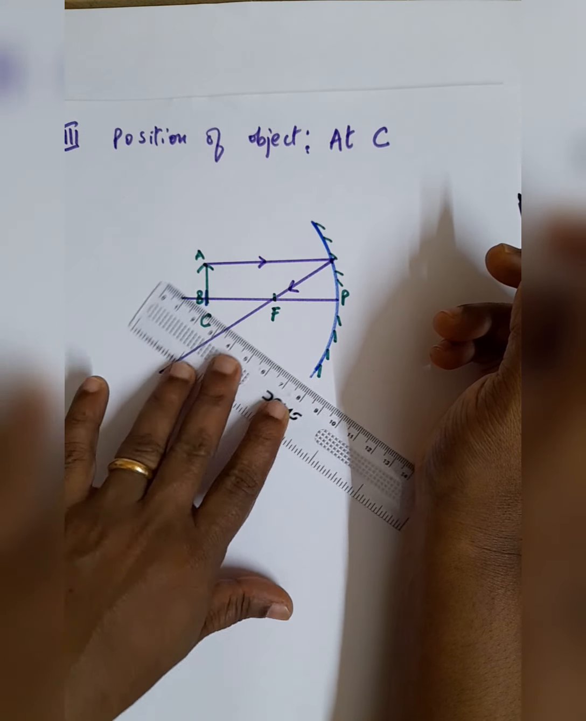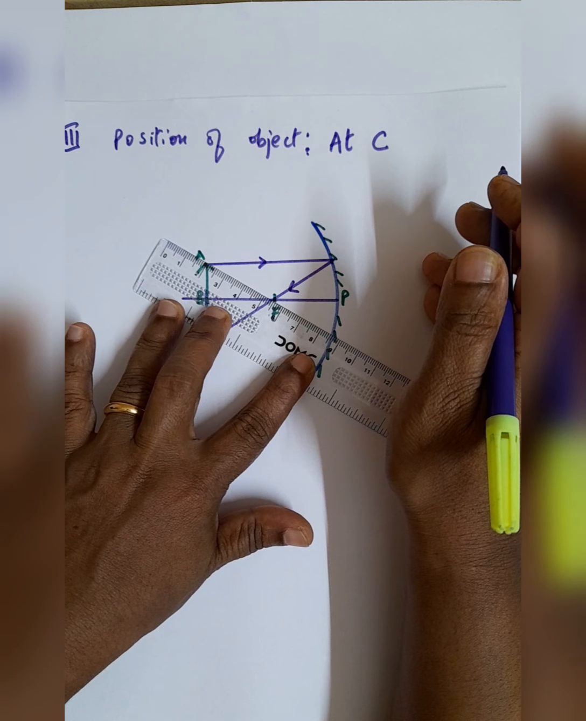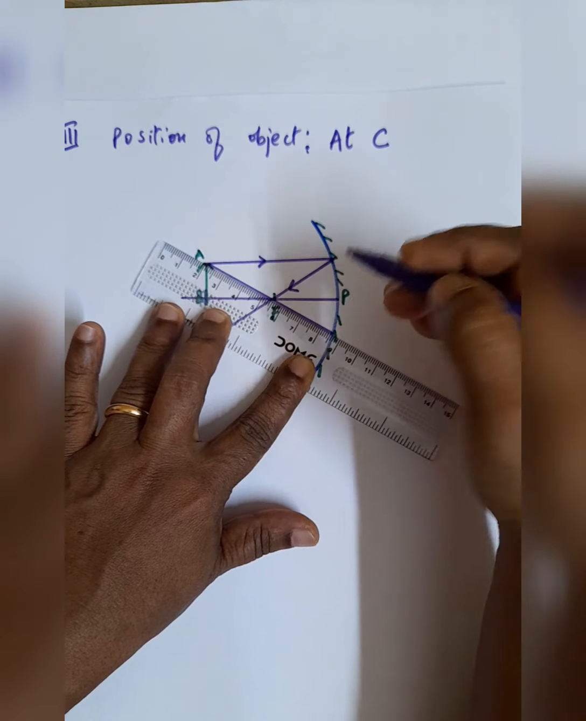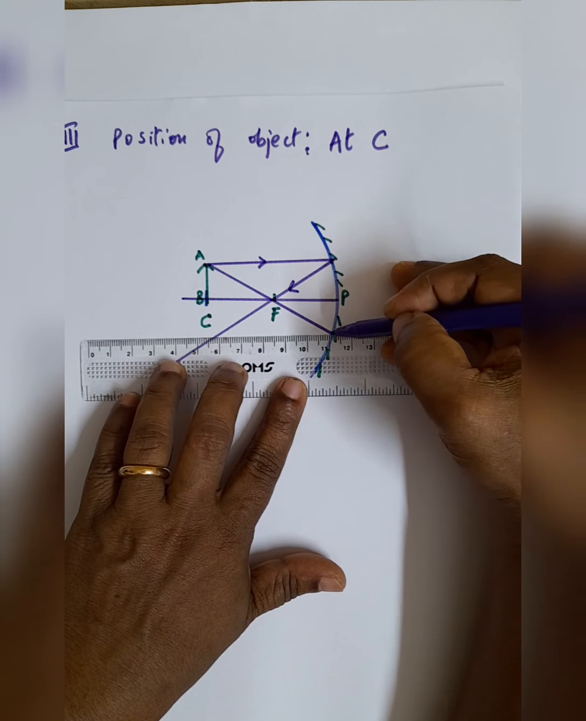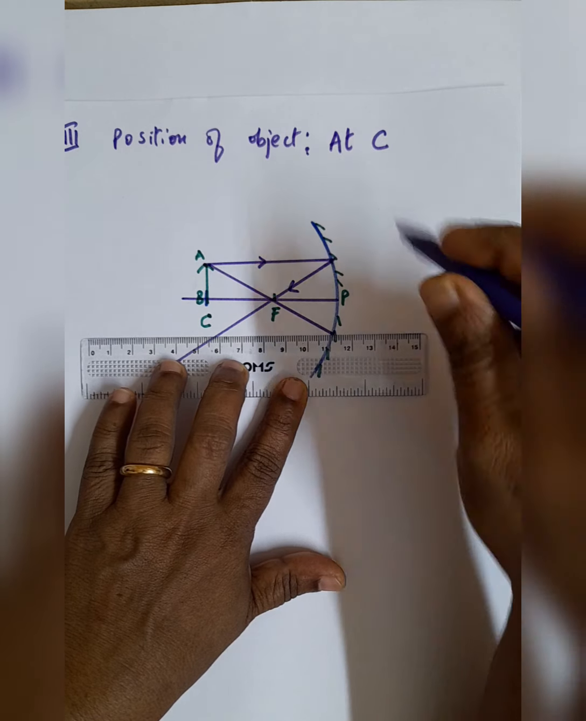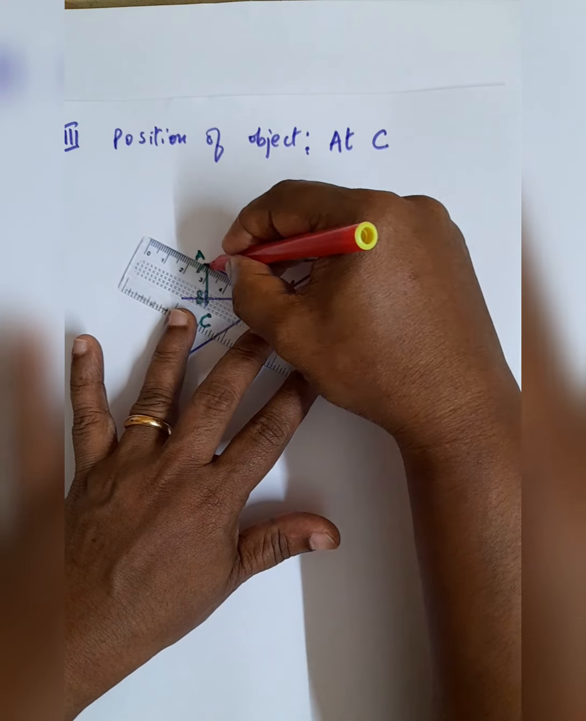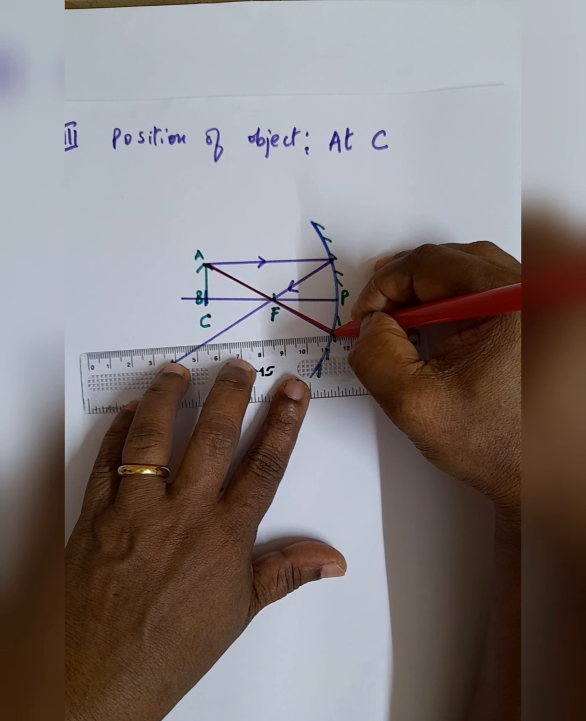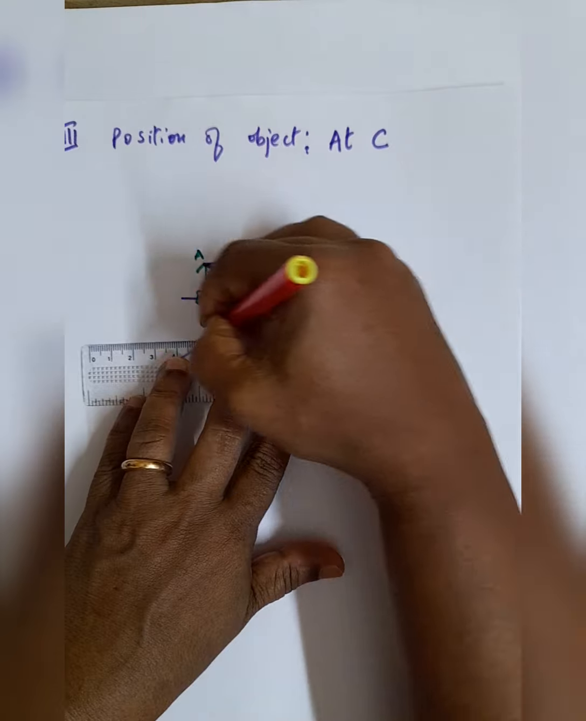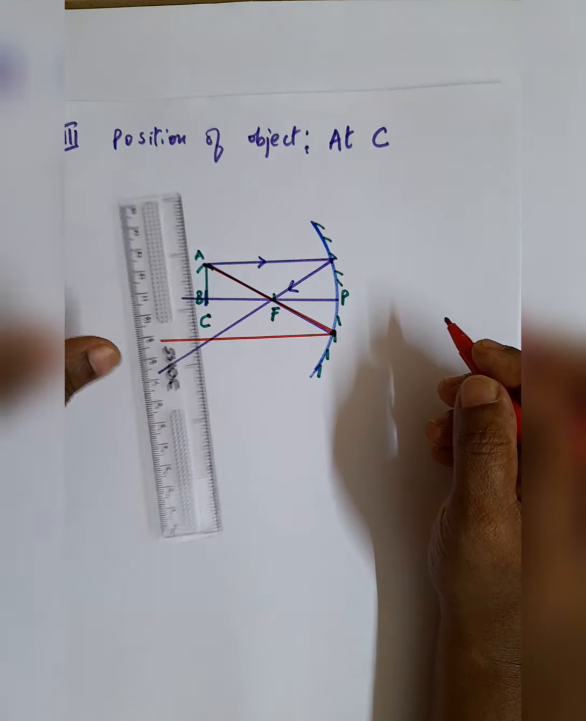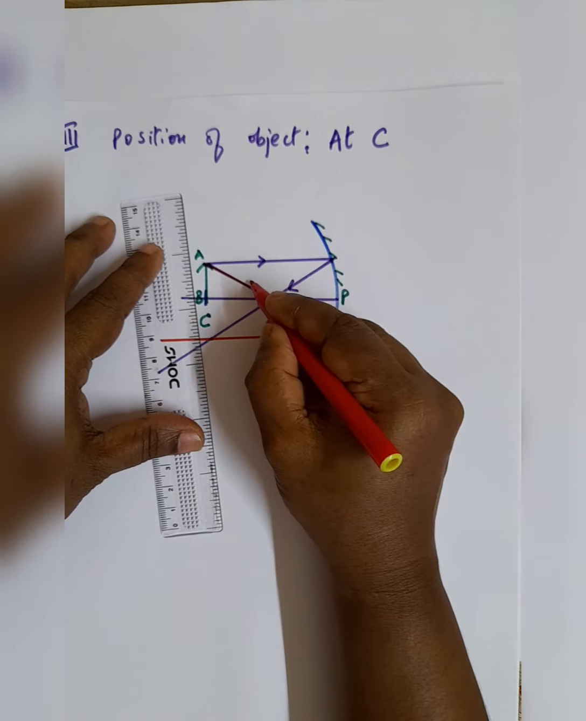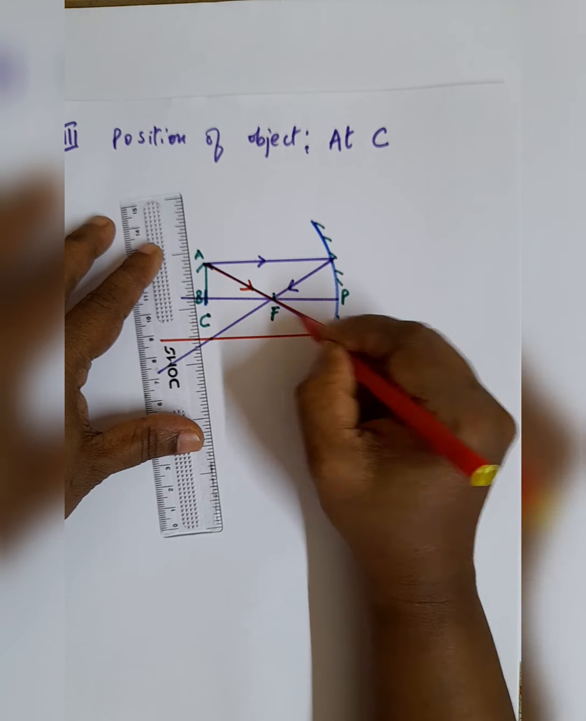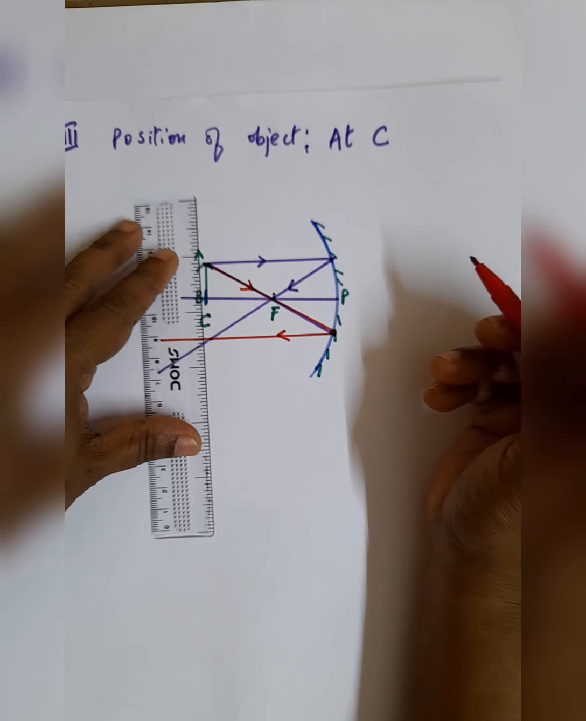The next one, if it goes through F, if it passes through F, then it goes parallel to the principal axis. I'll use the other color here. Goes to F, then it goes parallel to the principal axis. Okay, so the reflected rays meet here. Don't forget to put the arrows. Okay, this is the incident ray, and this is, we have the after reflection.